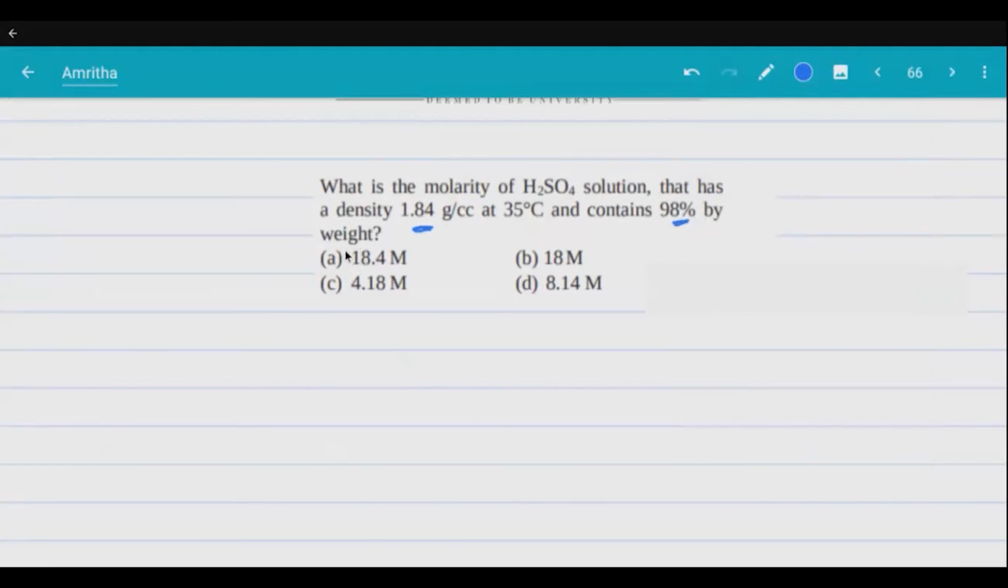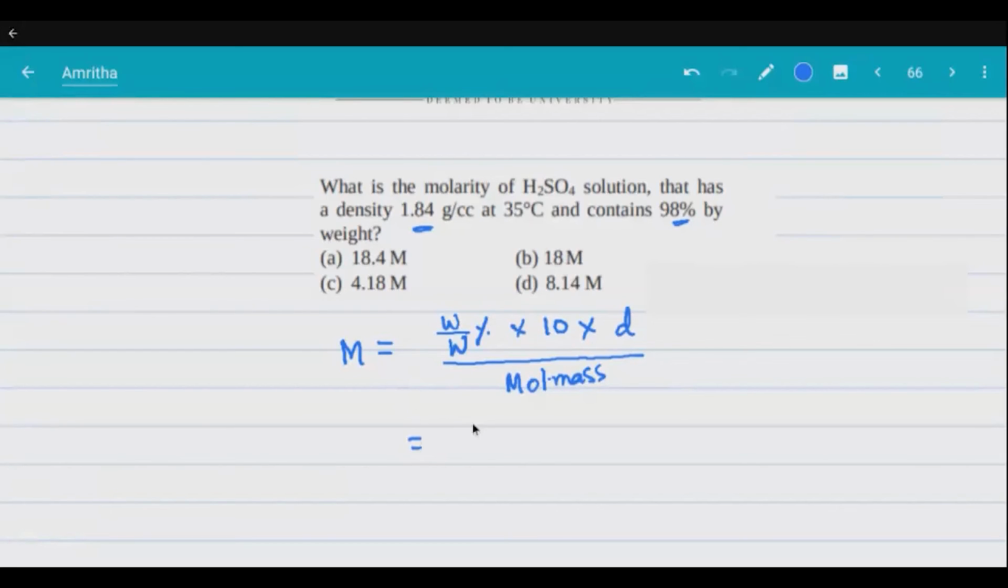I'll tell you one simple formula. If you want, you can remember this. Without this formula also you can work out. Weight percent into 10 into density by molecular mass. So this is the best way to calculate molarity if you know weight percent and density is given. This is very simple, a direct formula.